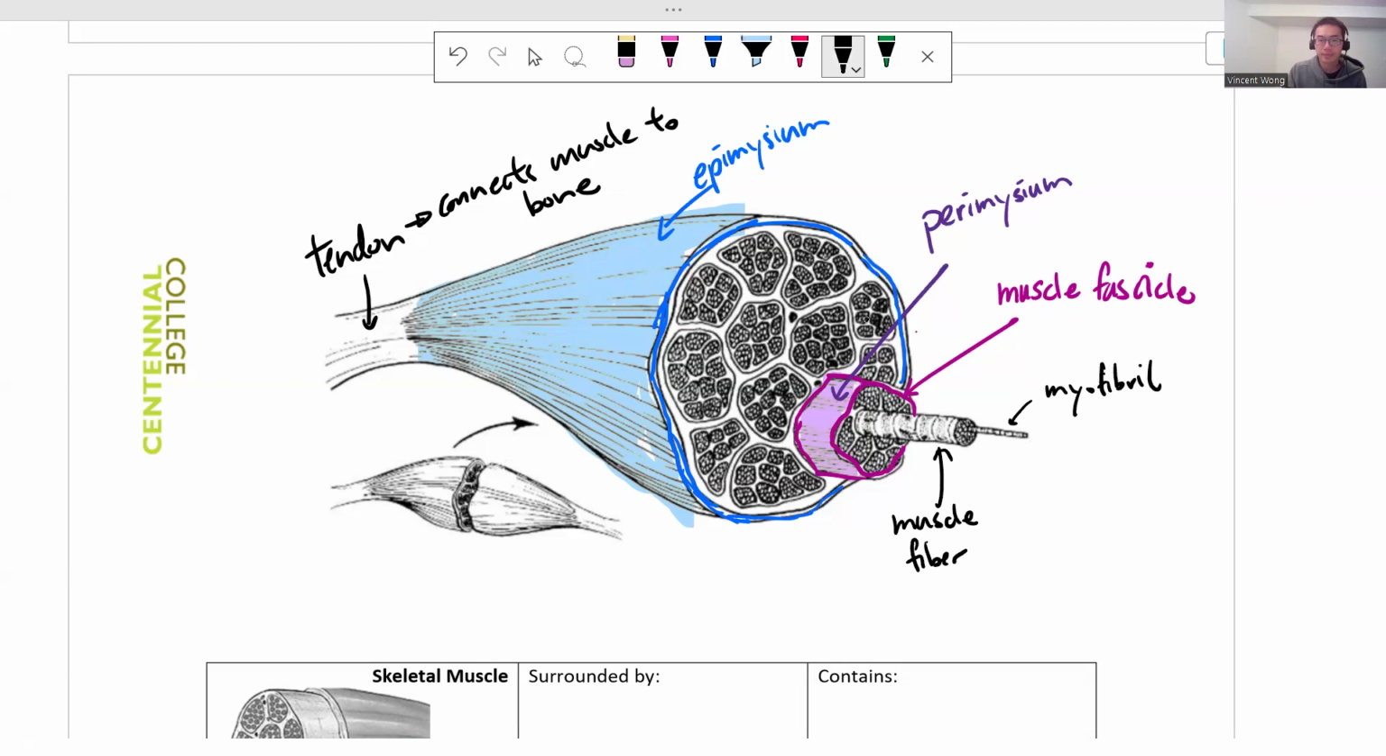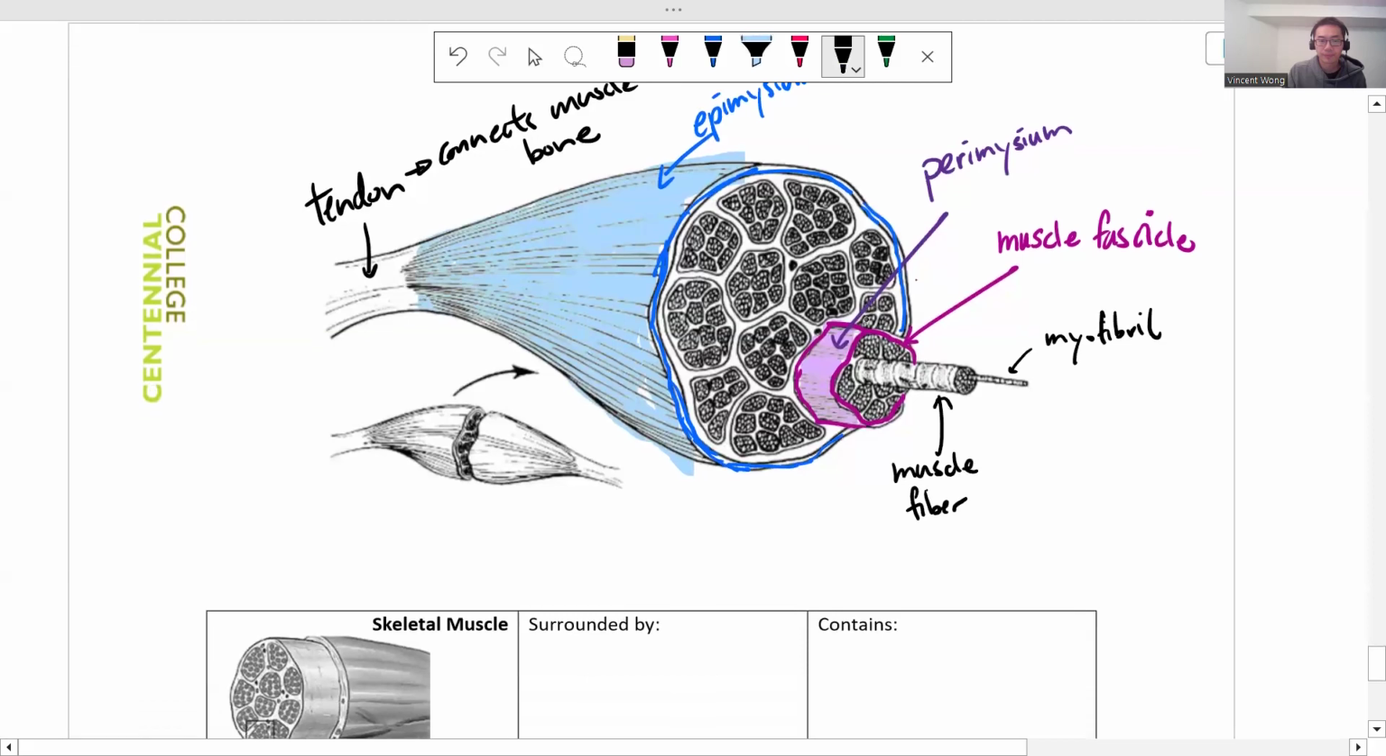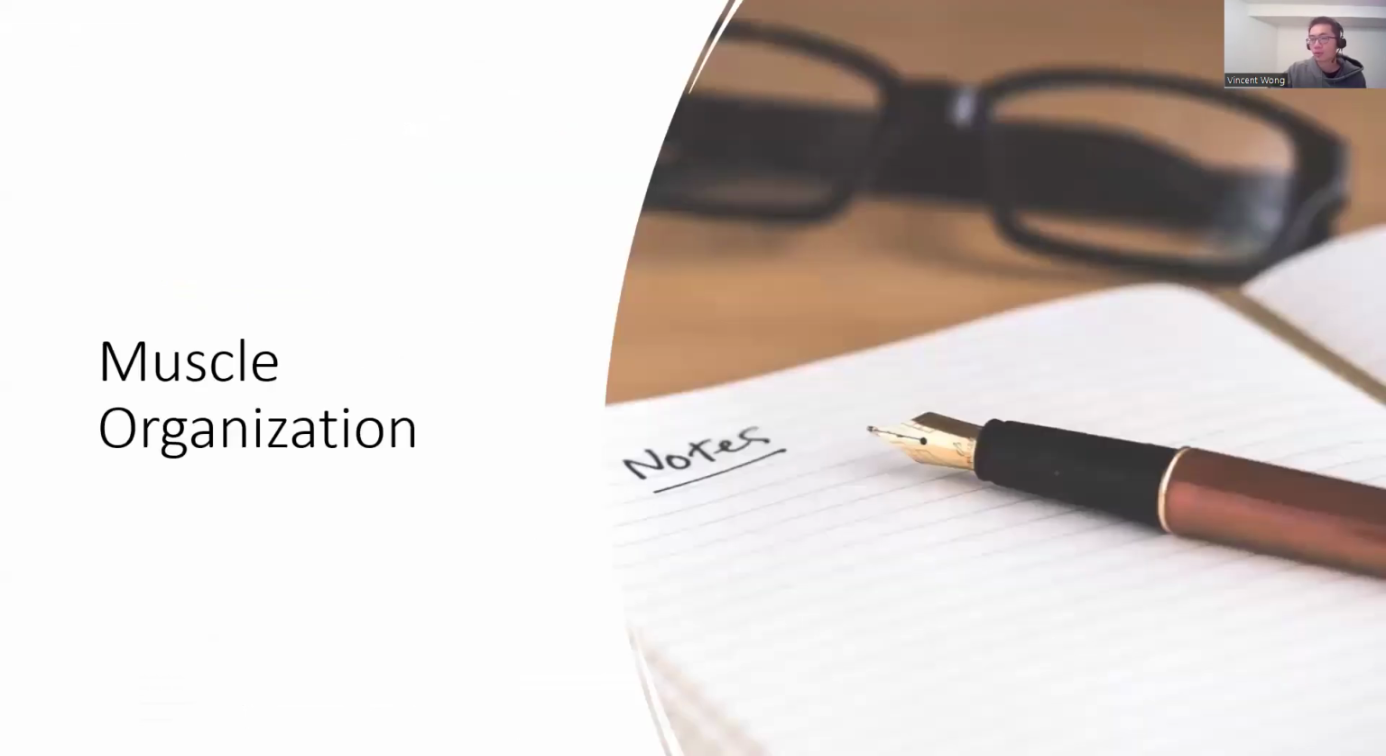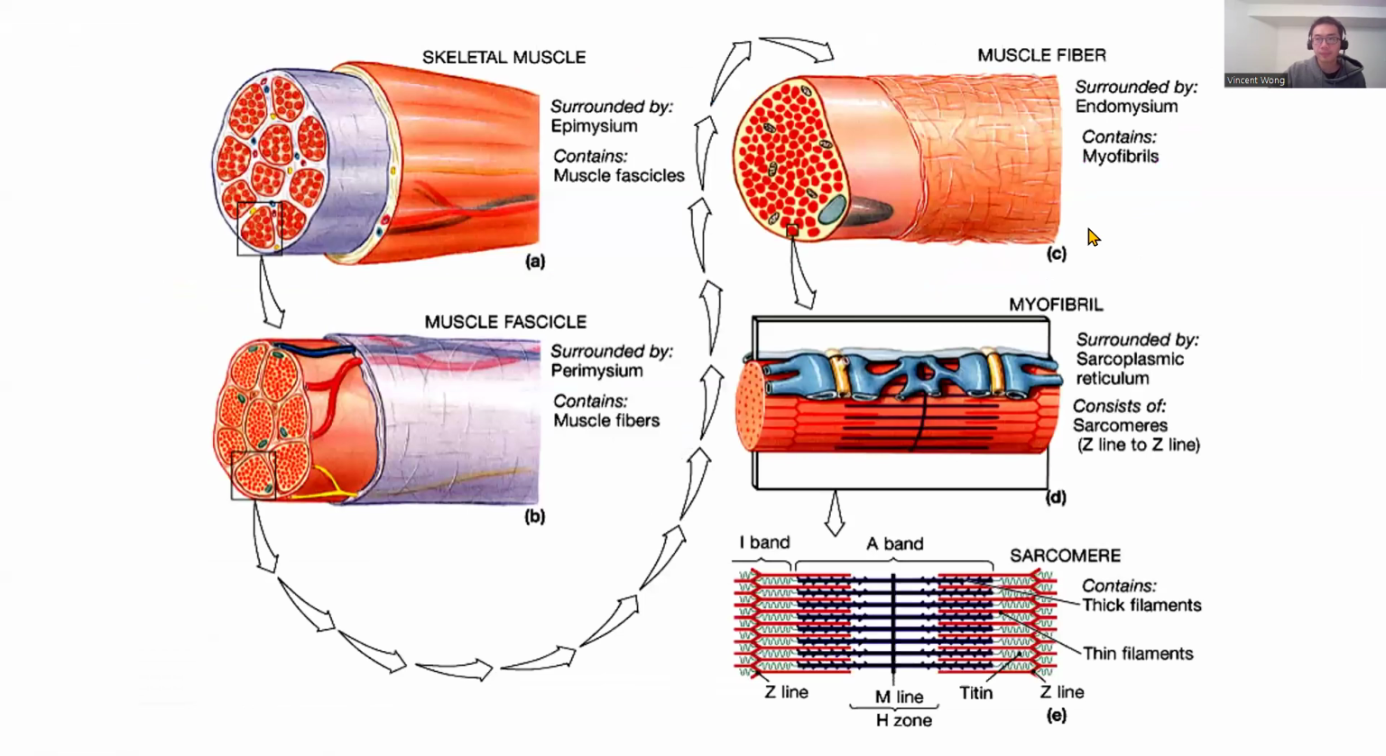All right, that's all. Now this tells you what it is surrounded by and what it contains. I'll show you the PowerPoint slides so you know where to find it. It's basically all here, right? So let's just go through it one more time.